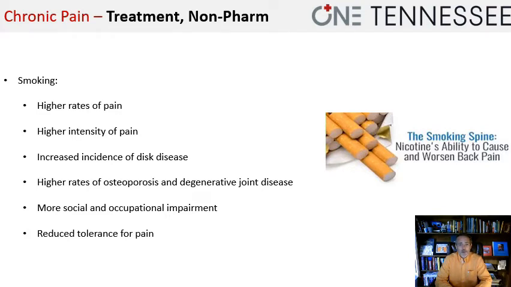They have more social and occupational impairment, and that's partly because there are very few places or workplaces where you can smoke without having to remove yourself from that social environment or go outside to a designated smoking area. And in general, persons who smoke have a reduced overall tolerance for pain.